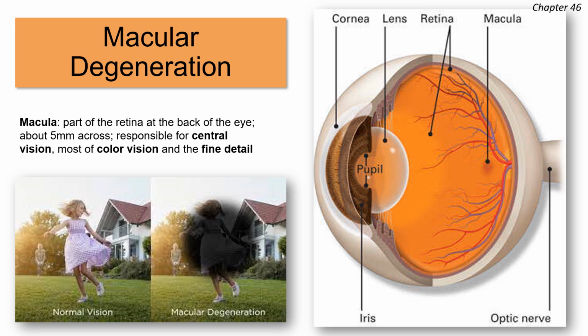So before we talk about degeneration, we need to know what the macula is. So you can see it here in this picture right here. It is a part of the retina at the back of the eye. It's about 5 millimeters across, and it is responsible for central vision, most of our color vision, and fine detail. So if you have a problem with your macula, your vision may look like this one here. Okay, so central vision is affected.